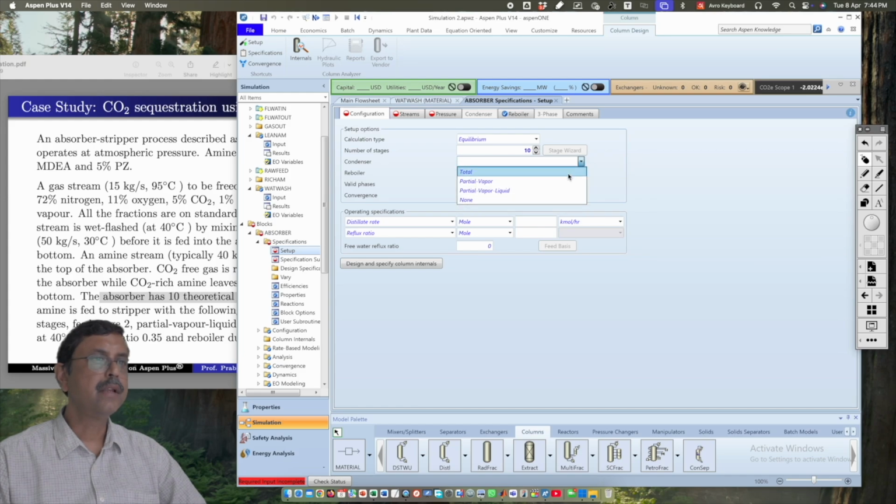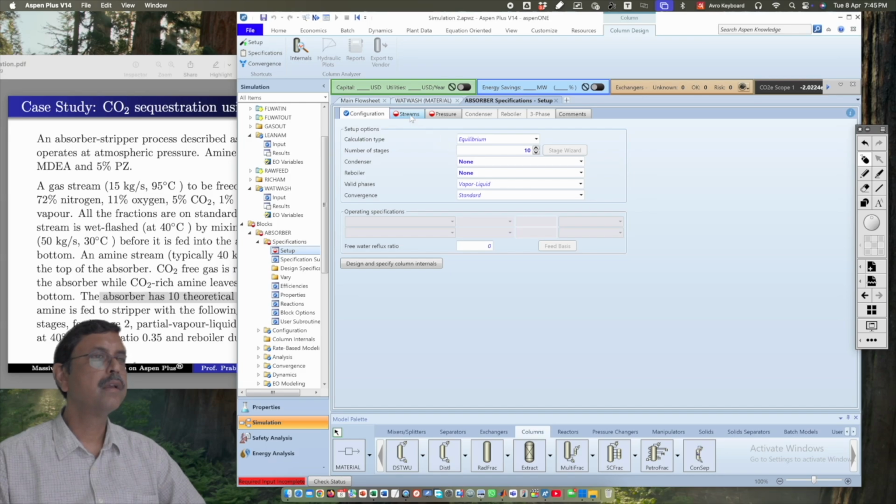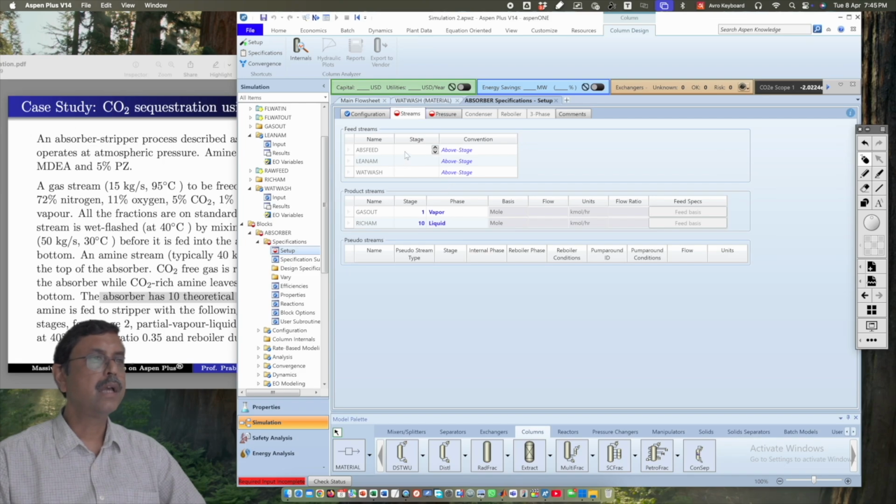Absorber, that means there is no condenser and no reboiler. Simple absorber. The streams: the ABS feed, it is at the bottom.